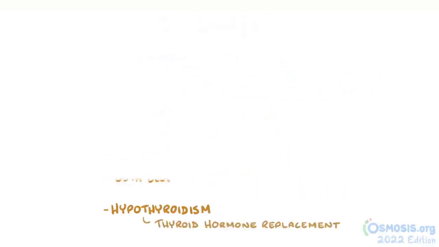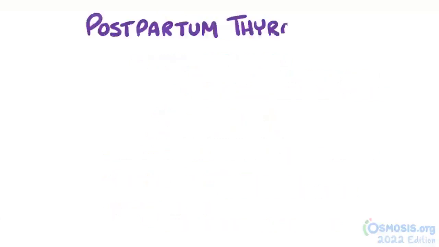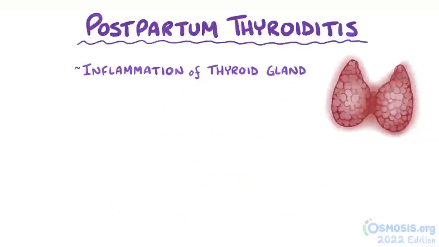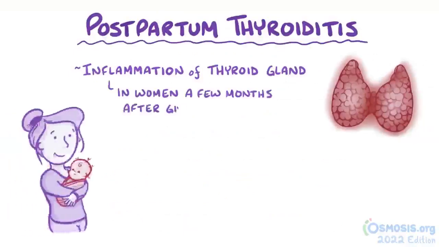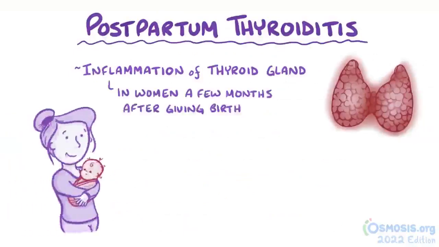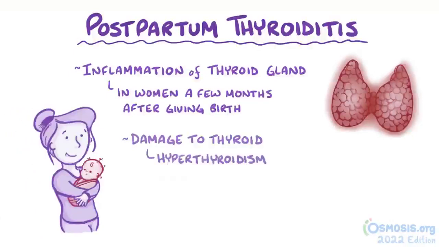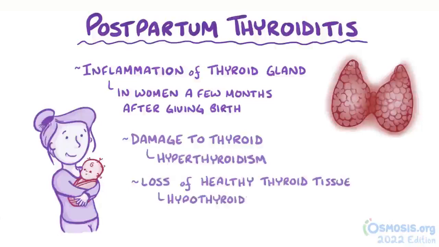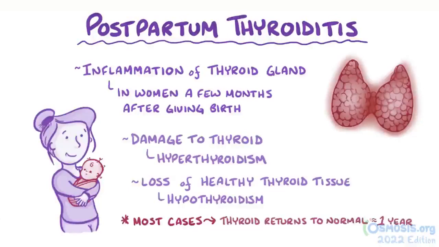Alright, as a quick recap. Postpartum thyroiditis is an inflammation of the thyroid gland that happens in a woman a few months after she's given birth. It's often due to an aggravation of a pre-existing autoimmune thyroiditis. Initially, damage to the thyroid gland can result in hyperthyroidism, but later on, the loss of healthy thyroid tissue can result in hypothyroidism. In most cases, thyroid activity returns to normal after about a year.